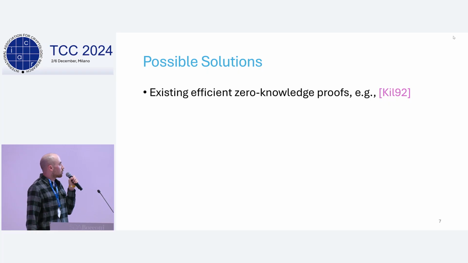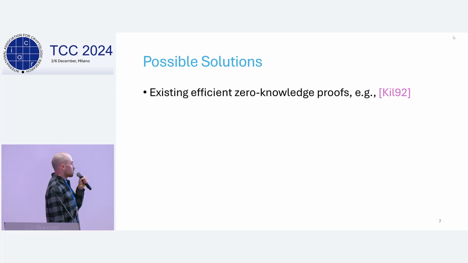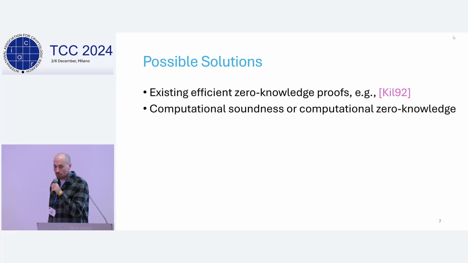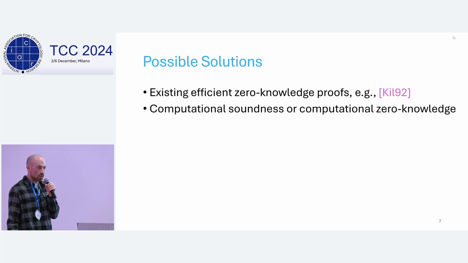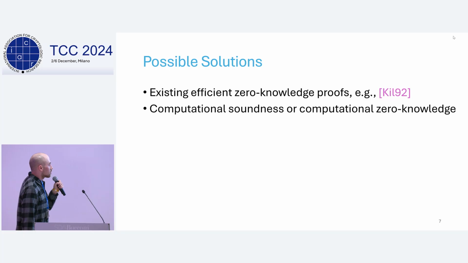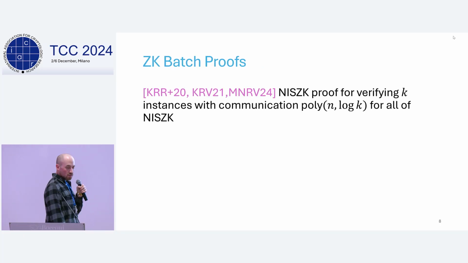We can use other efficient zero-knowledge proofs that already exist, for example, Kilian's protocol that we've also heard about in this conference. But these kinds of proofs achieve computational soundness or computational zero knowledge, whereas we want to get statistical security guarantees. So let's try to look for other solutions.